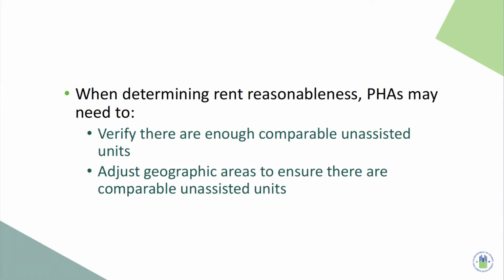Many commercially available rent reasonableness systems used by PHAs pull data from multiple resources and have a broader range of comparable units. PHAs that choose to use manual systems may need to expand the areas where they search for and identify comparable unassisted units.